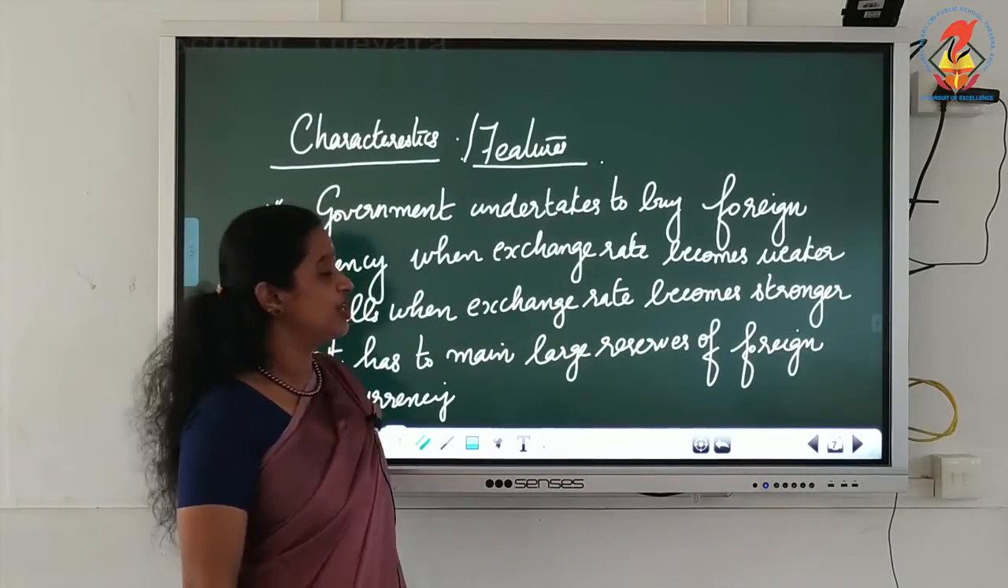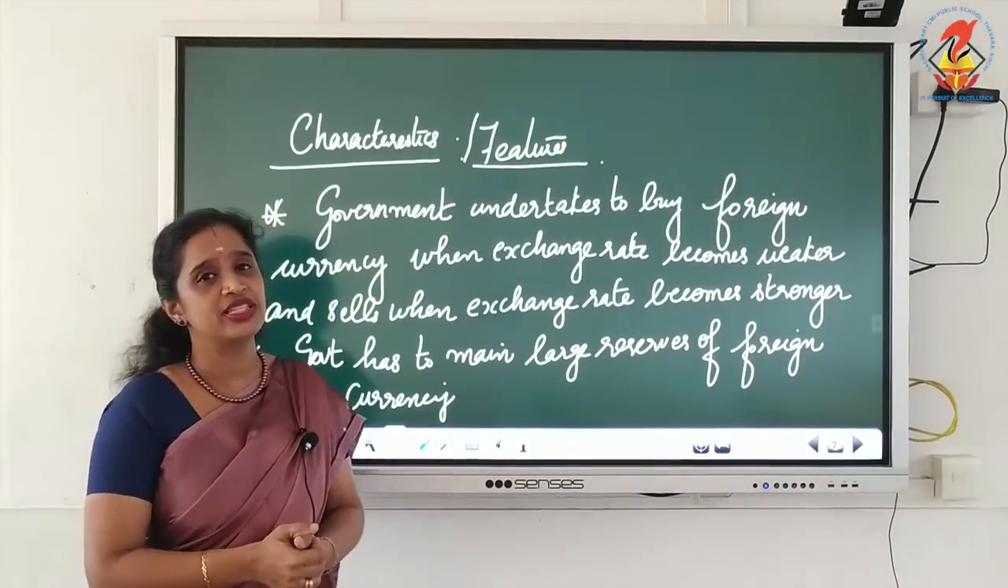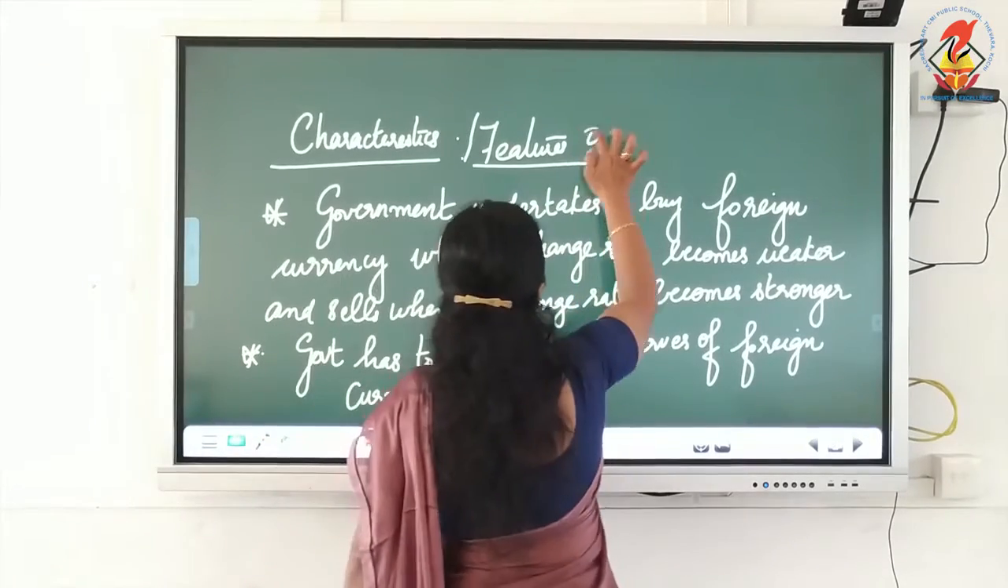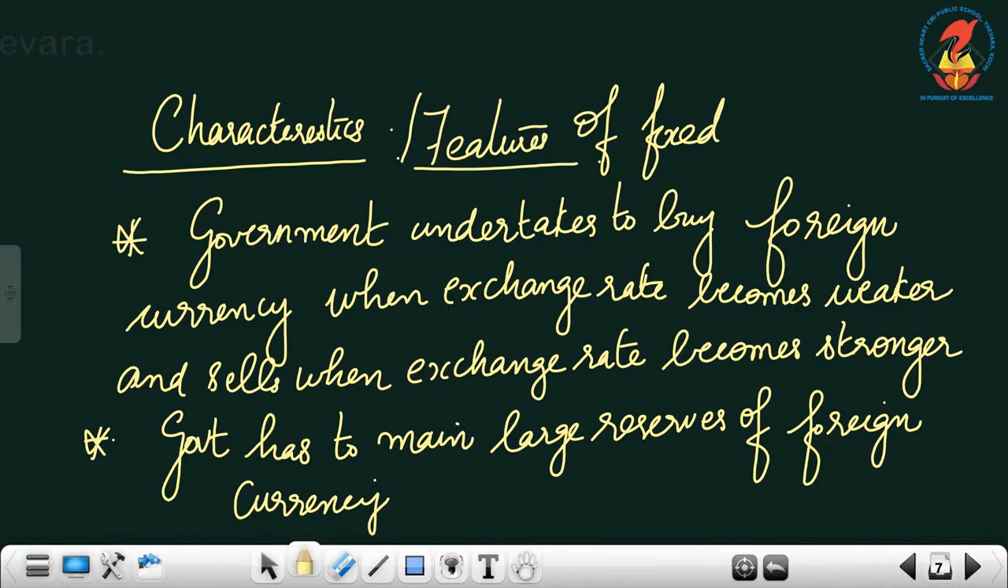Now let us see what are the characteristics or features of this fixed exchange rate system.